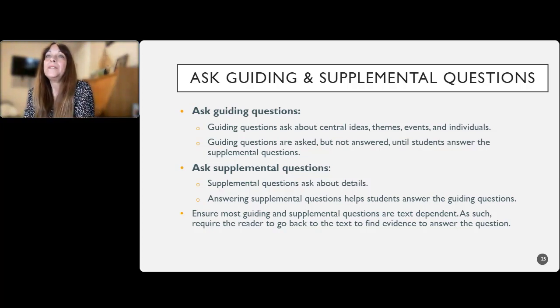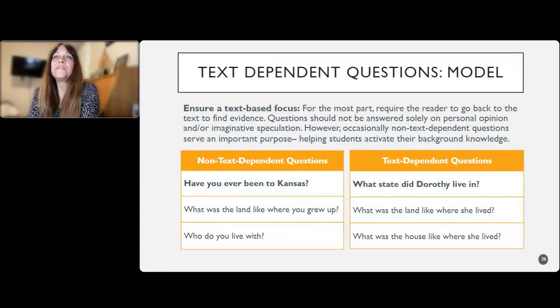Guiding and supplemental questions should be questions that require the reader to go back to the text and to really find that evidence to answer the questions. Now let's take a look. Here you see the difference between text-dependent questions and questions that are not text-dependent. Non-text-dependent: have you ever been to Kansas? Text-dependent: what state did Dorothy live in? A close read requires the reader to go back to the text to find evidence.